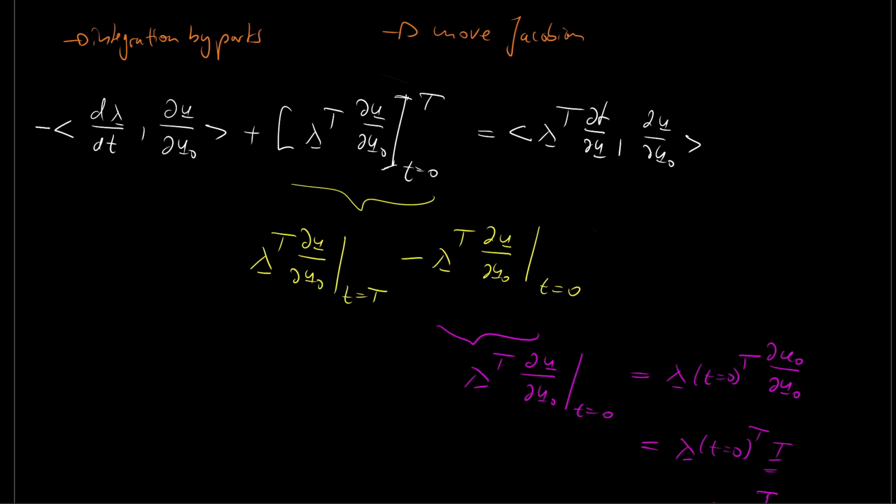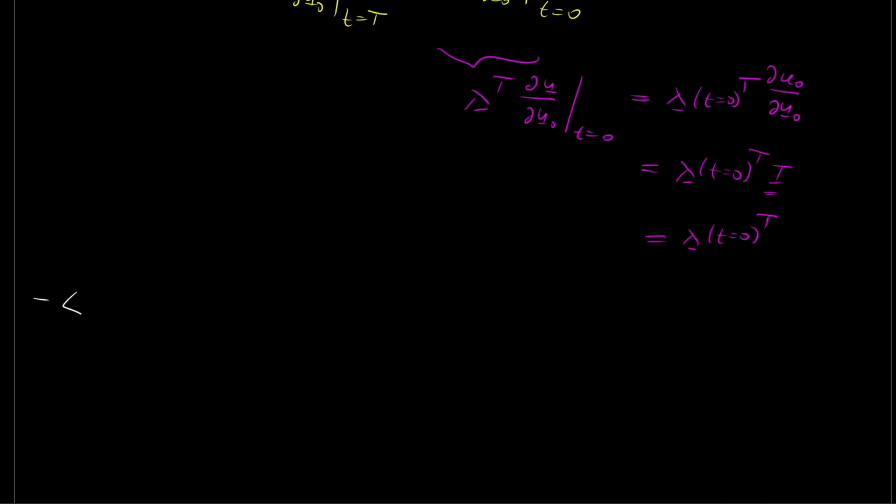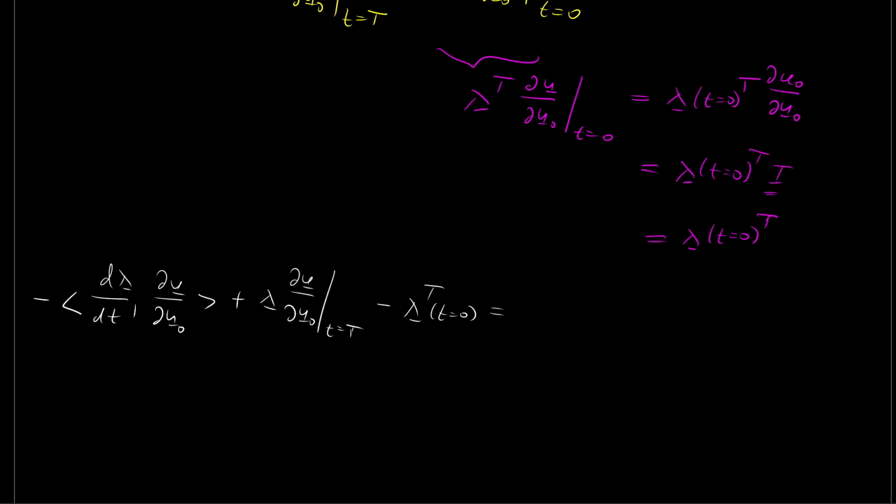So let us write that down once more. We will have minus the inner product of the time derivative of the adjoint variable with the unwanted Jacobian with respect to u0, then plus lambda transpose times the unwanted Jacobian evaluated at the upper limit, so at capital T, minus just lambda transpose but evaluated at 0. And then on the right-hand side, we will get the inner product of lambda transpose times the Jacobian of the original ODE right-hand side with respect to u, in the inner product with the unwanted Jacobian.